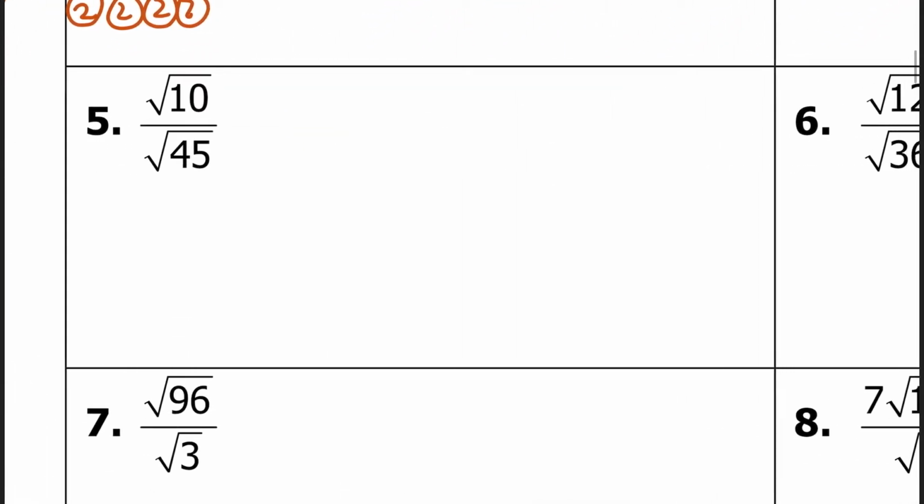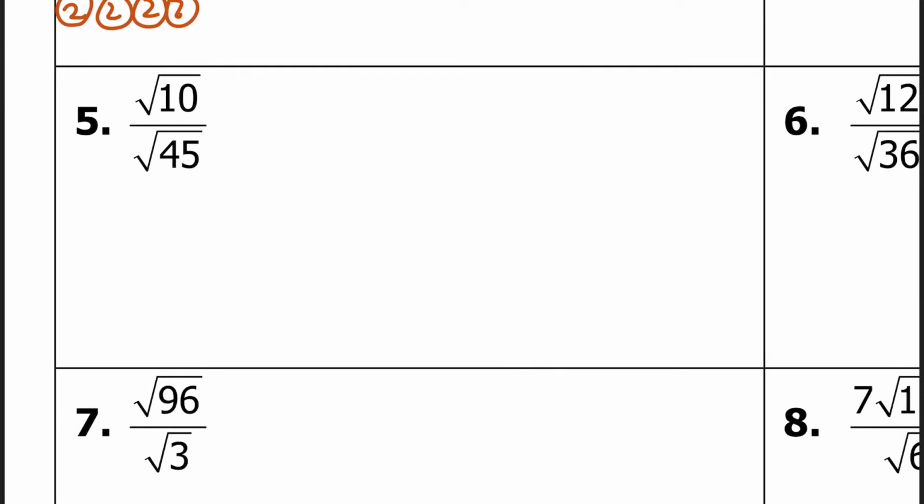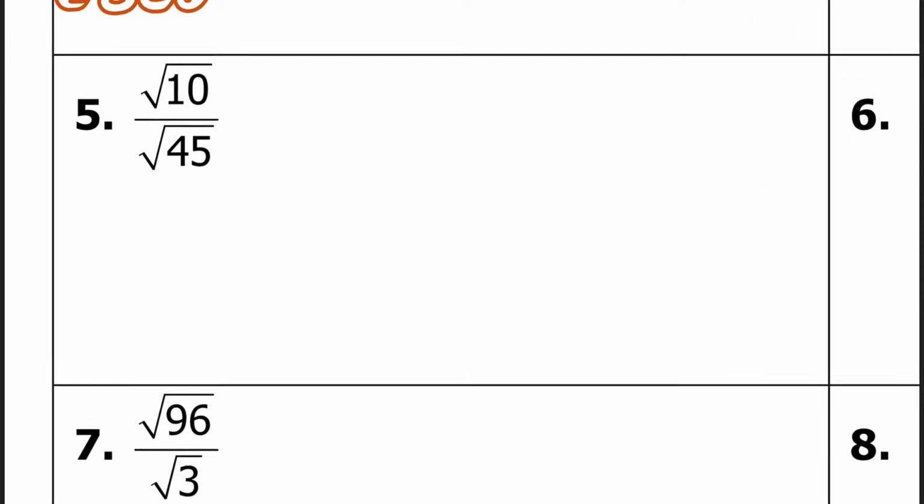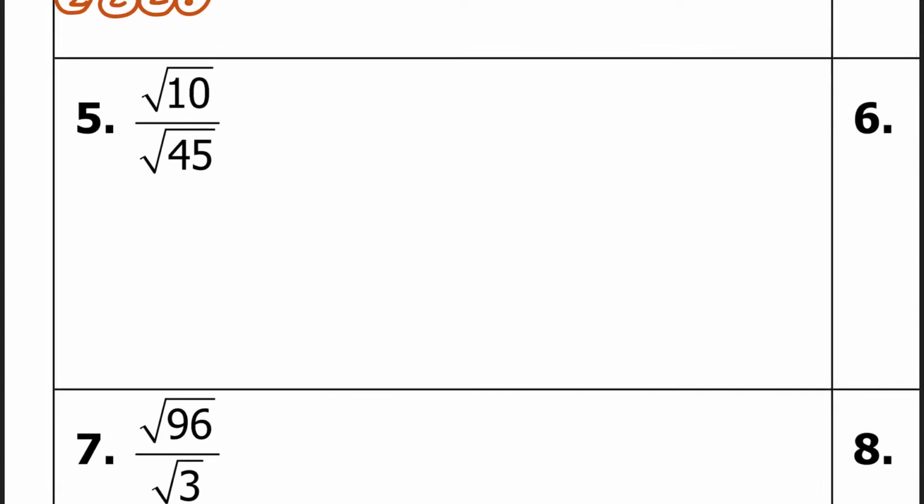Let's take a look at this one. Number 5 is interesting because square root of 10 and square root of 45 are separate. But I know that 10 and 45 can both be divided by 5. So remember what we said about simplifying fractions if they've got radicals. I'm going to divide both of these by square root of 5. Not 5, square root of 5. Square root of 10 divided by square root of 5 is square root of 2. And square root of 45 divided by square root of 5 is square root of 9.